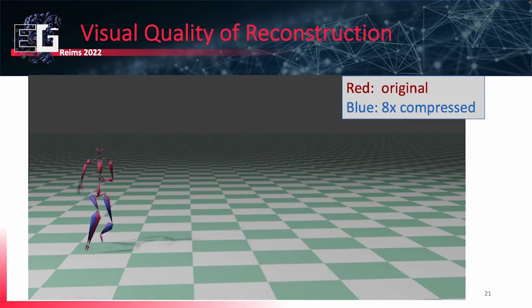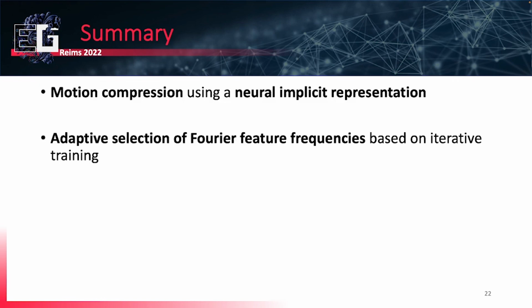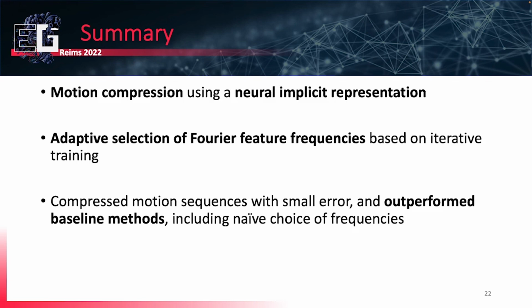Now let me summarize the presentation. We present a motion compression algorithm based on a recent neural implicit representation. We adaptively choose a few important Fourier feature frequencies during training using a novel iterative training algorithm. We tested our algorithm with the CMU mocap database and show that it can compress motions with small reconstruction error and performs better than baseline methods, such as the one using a naive frequency choice.